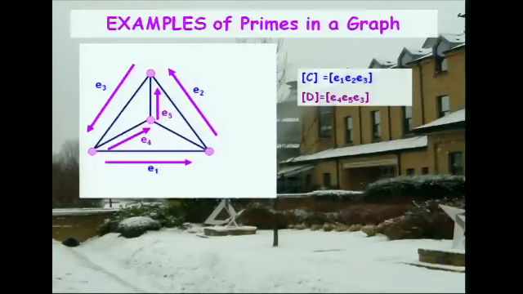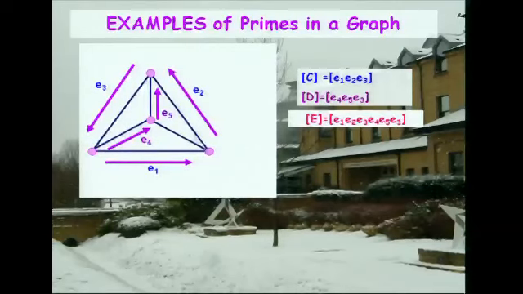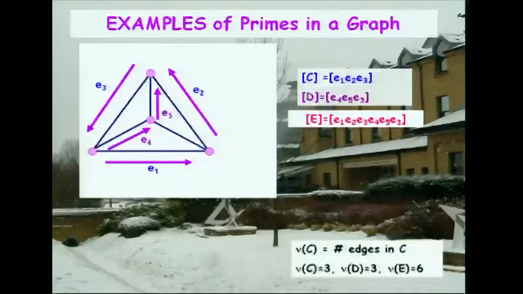So for example, primes in this graph: E1, E2, E3, that's certainly a prime. I can also do E4, E5, E3, that's another prime. And I can put them together and get E1, E2, E3, E4, E5, E3. That's also a prime.